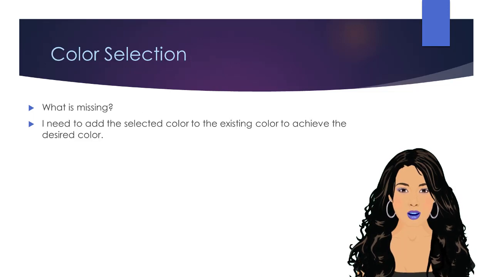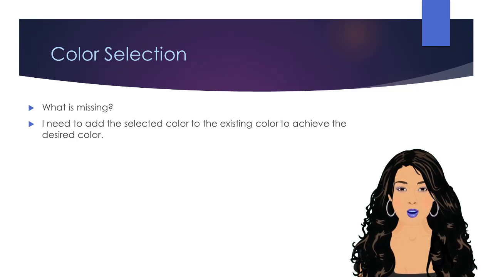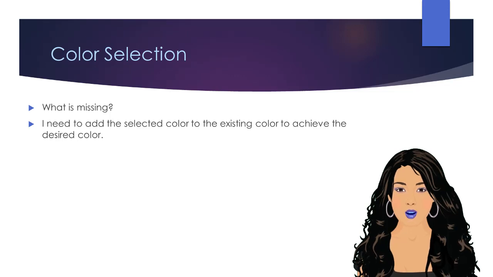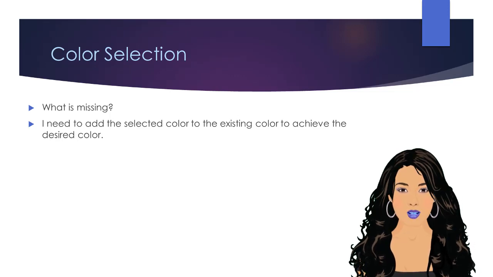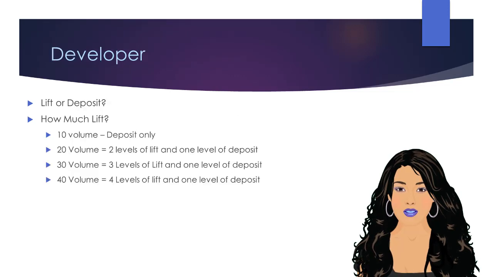After you have taken all of the aforementioned into account, you need to determine what is missing. I know I need to add a selected color to the existing color to achieve the desired color. But what color would that be? That is what you must carefully calculate. The combination of the selected shade and the volume of the developer chosen will determine the outcome of the color application. Do you need lift or deposit?